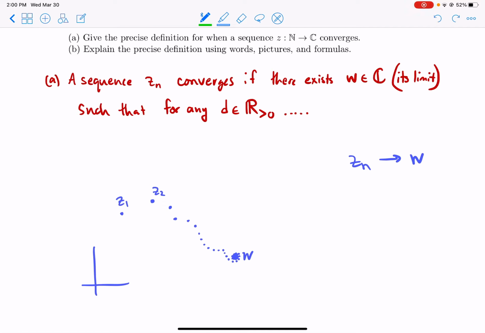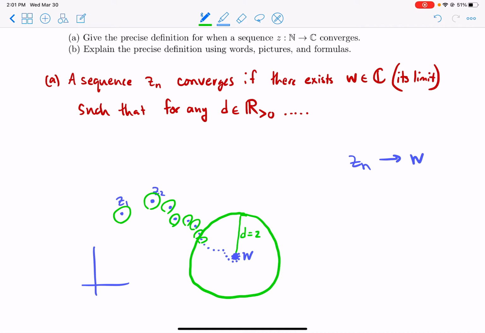Well, first I'm just still thinking. For any desired closeness, little d, let's say if little d was 2, d equals 2, then there's a ball of radius 2 around w. And what I see is that 1, 2, 3, 4, 5, 6, 7 are outside the ball, but the 8th one, z sub 8, is actually inside a ball of radius d equals 2. The distance between z8 and w is actually less than 2.